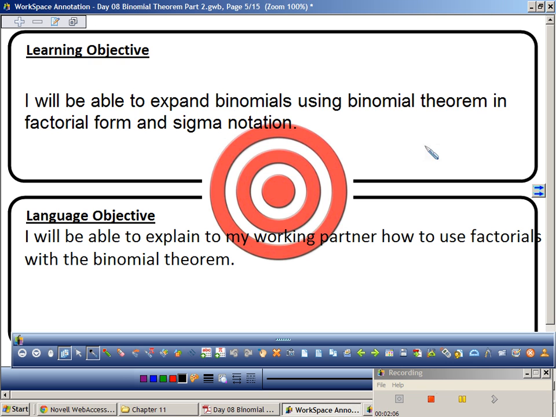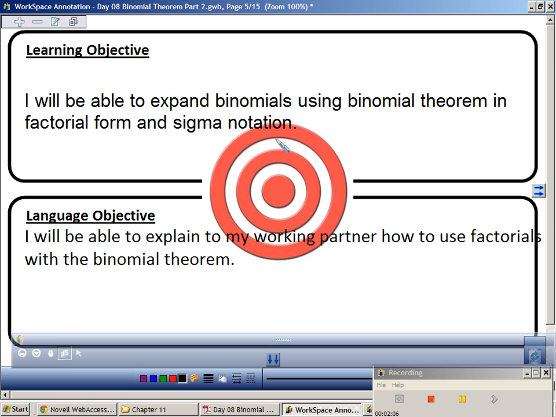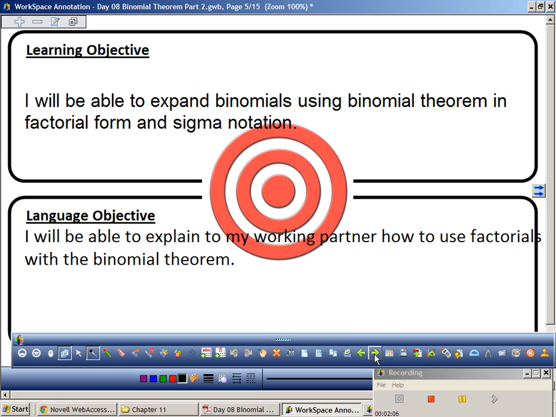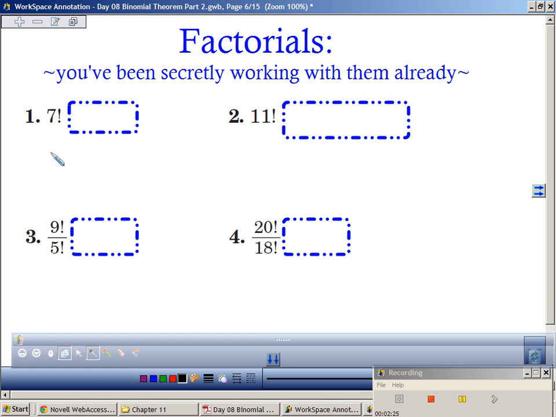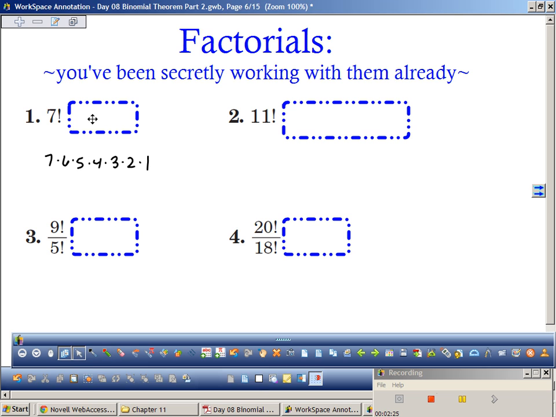I will be able to expand binomials using binomial theorem in factorial form and sigma notation. I will be able to explain to my working partner how to use factorials with binomial theorem. Okay, think you can do that? All right, so these are factorials. Put your pencils down. 7 factorial simply means 7 times 6 times 5 times 4 times 3 times 2 times 1.